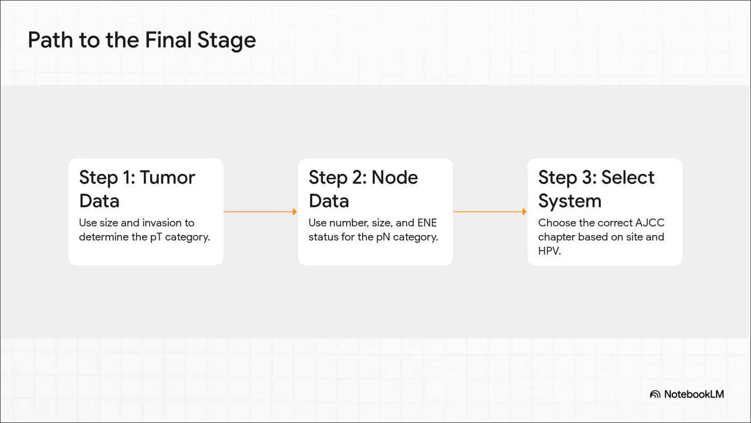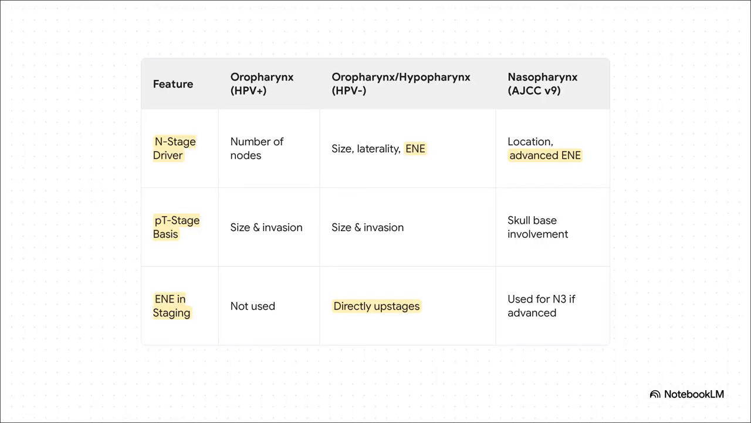First, you figure out the pT based on everything you know about the primary tumor. Then you figure out the pN from all your data on the neck dissection. And then, and this is the most critical step, you apply that information to the correct chapter in the AJCC staging manual. And this is why that last step is so critical. Just look at this table. You just can't swap these staging systems around.